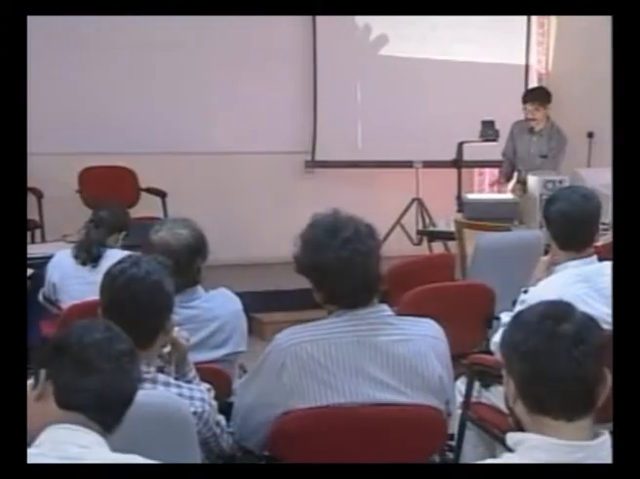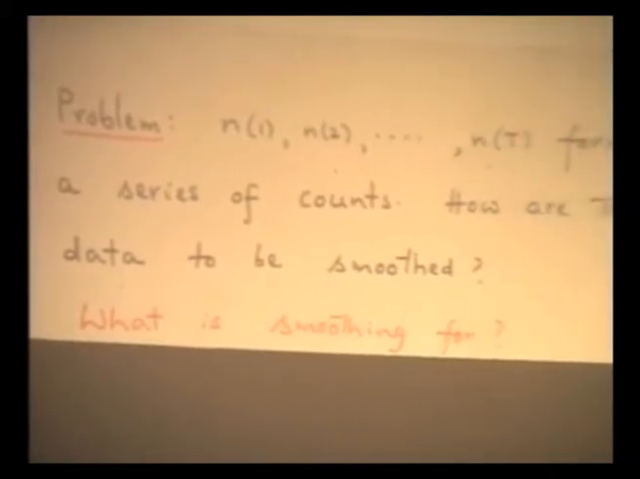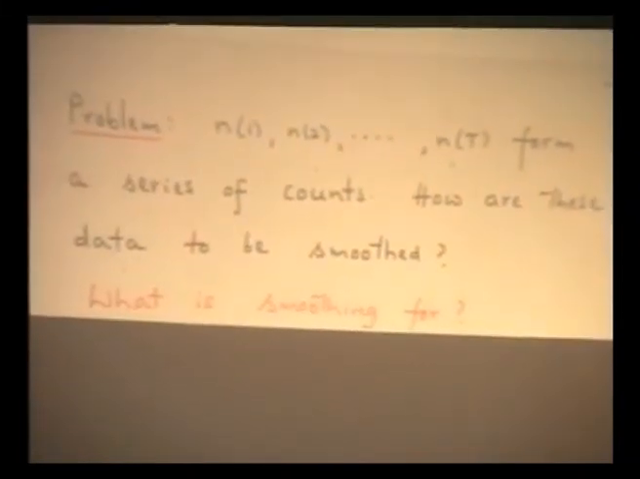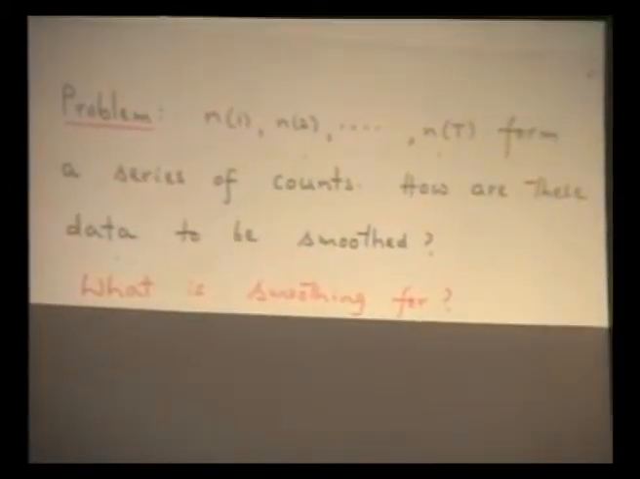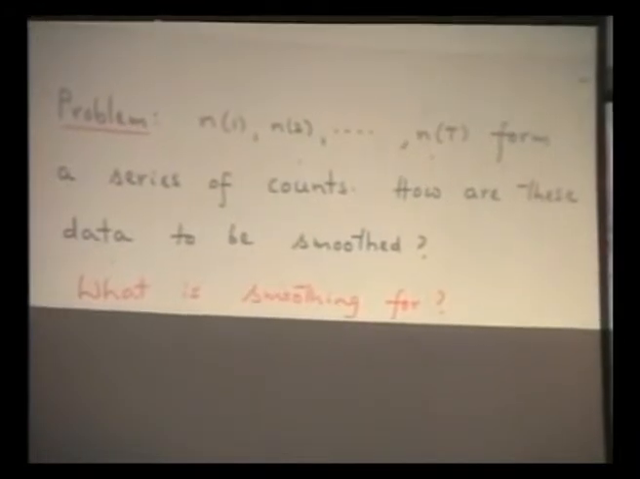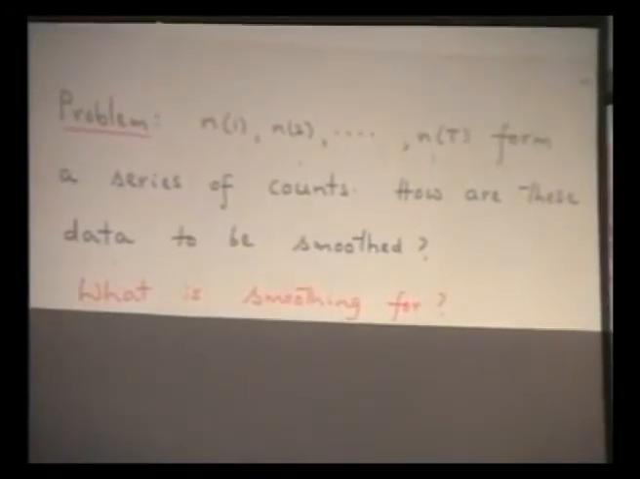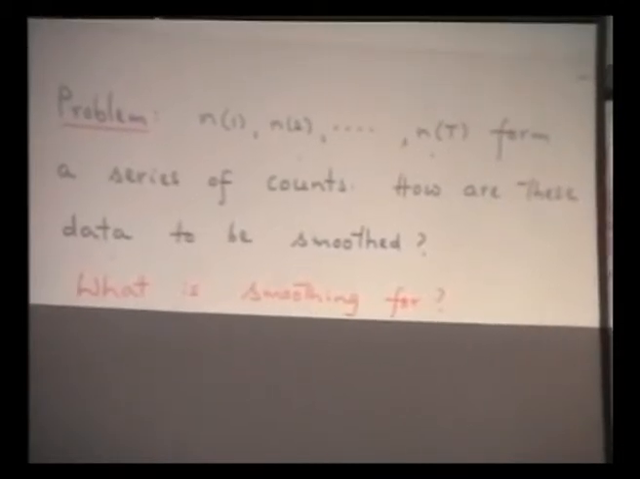Okay, so here's the problem. Notice that I have changed somewhat from what has been happening so far, and I'm looking at a series of counts. These are not really time series, so to speak. These are independent observations.